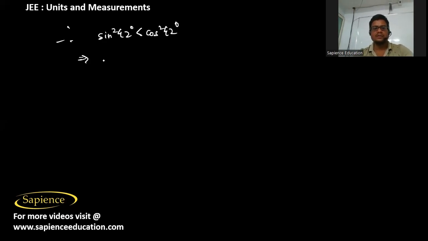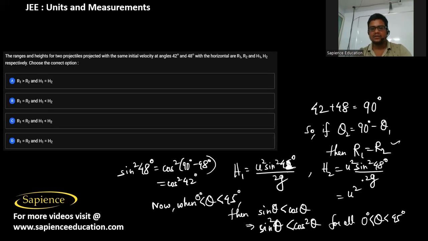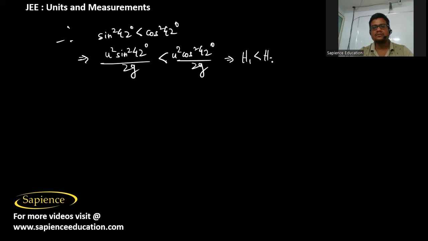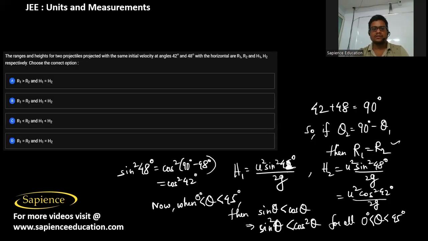So H2 is u square cos square 42° by 2g. Therefore u square sine square 42° divided by 2g will be obviously less than u square cos square 42° divided by 2g. So obviously H1 will be less than H2. So it means that R1 is equal to R2 and H1 is less than H2. So option B is the correct answer.